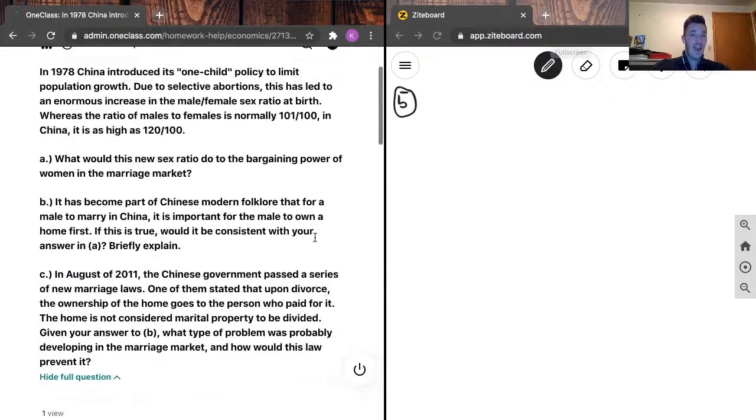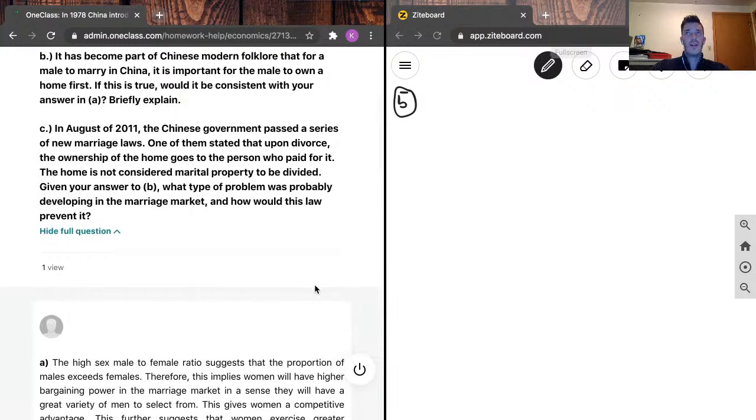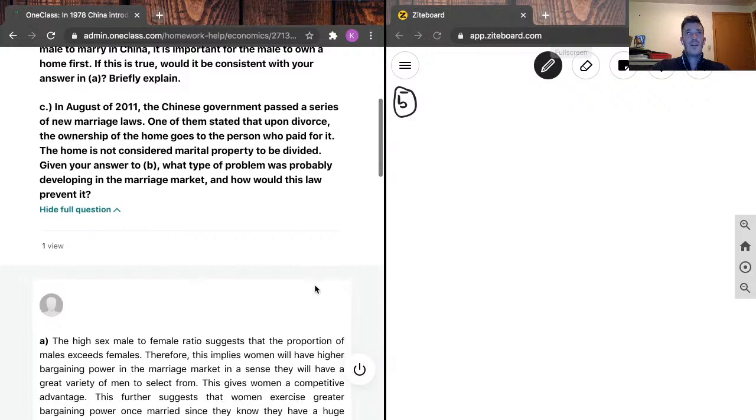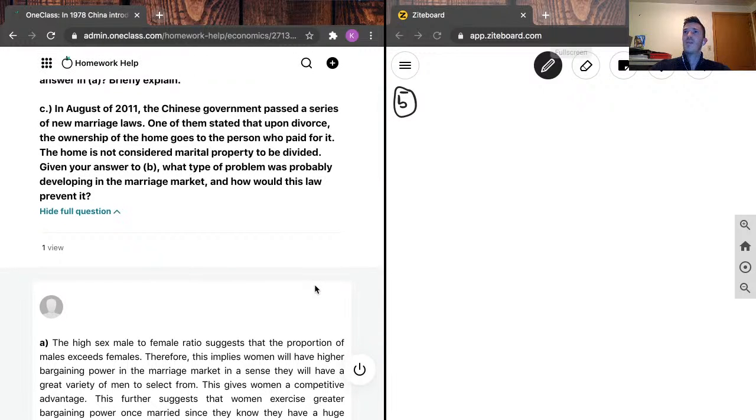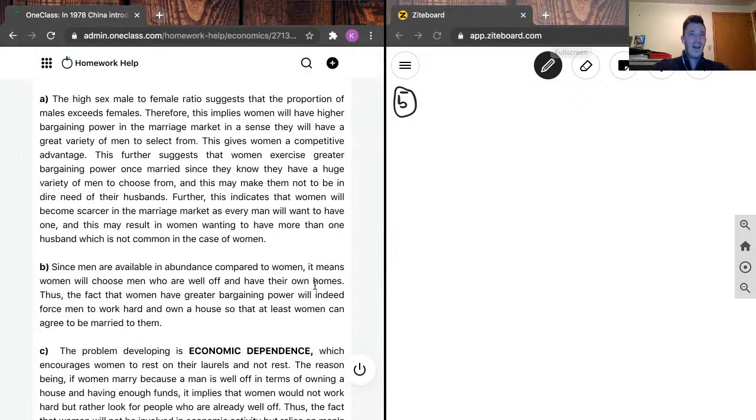So our junior tutor's answer to A reads: what would this new sex ratio do to the bargaining power of women in the marriage market? And I would think there's going to be a lower supply as a result of higher demand. The high male to female ratio suggests that the proportion of males exceeds females. Therefore, this implies women will have higher bargaining power in the marriage market, since they will have a great variety of men to select from. This gives women a competitive advantage.